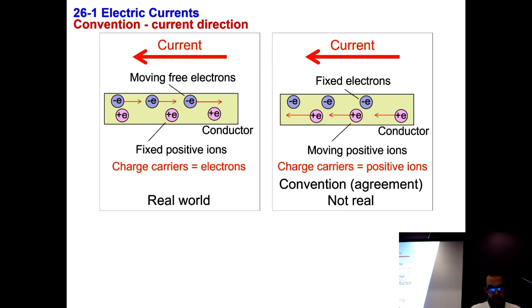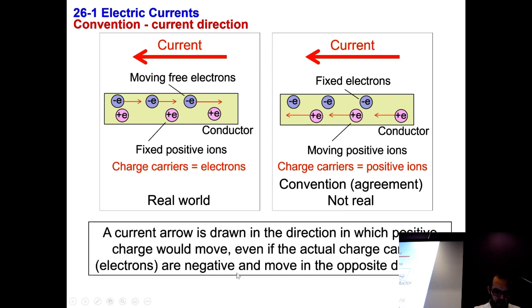Why did they adopt this direction of current? Historically, I don't know why. A current arrow is drawn in the direction in which positive charges would move, even if the actual charge carriers, which are electrons, are negative and move in the opposite direction. So it's just by convention.